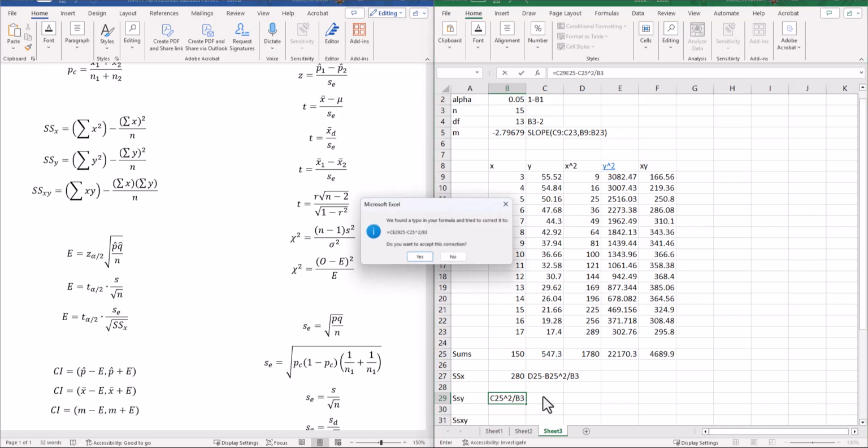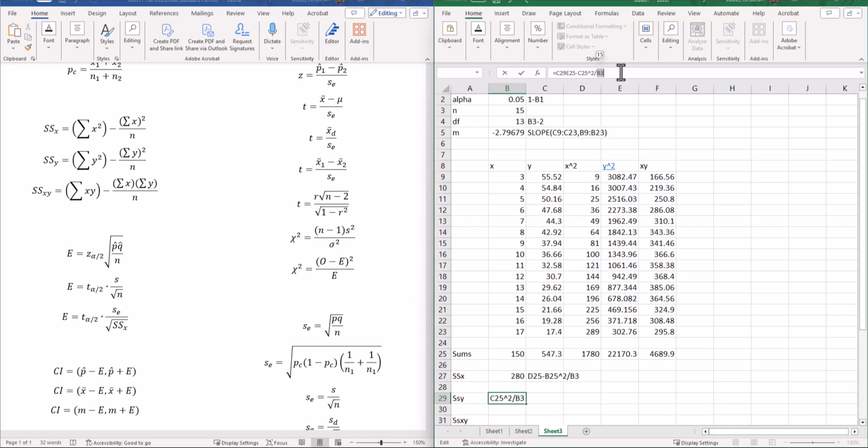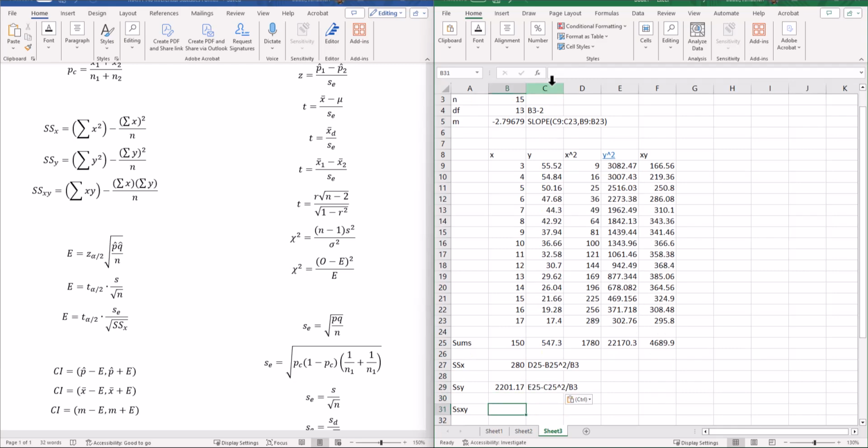Oh boy. What do I want here? E25. The C29 is just being extra. I'm having the hardest time with this copying here. Okay, easy for me there. Now it's the sum of all the xy's here minus the sum of all the x's times the sum of all the y's, and then we divide by n.